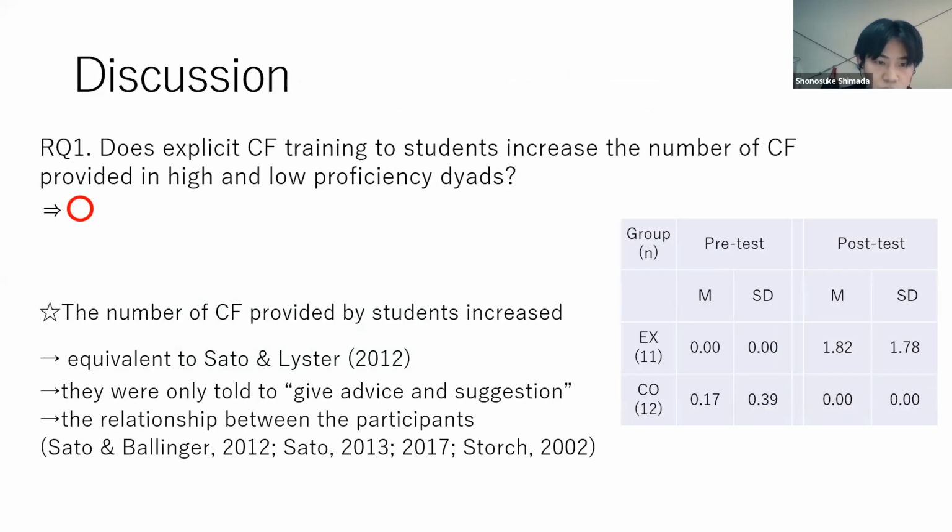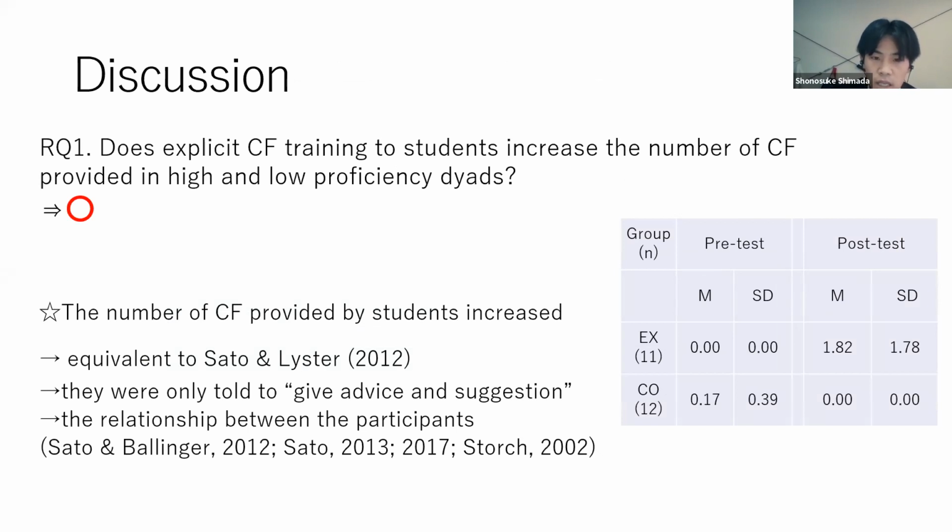So moving on to the discussion. So students successfully provided CF after CF training. The result is actually equivalent to the previous study, which showed that students in the EX group produced more CF than those in the CO group. Interestingly, they were only told to give advice and suggestions at both pretest and posttest.